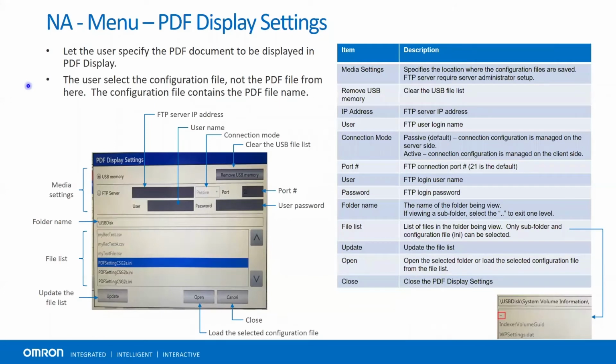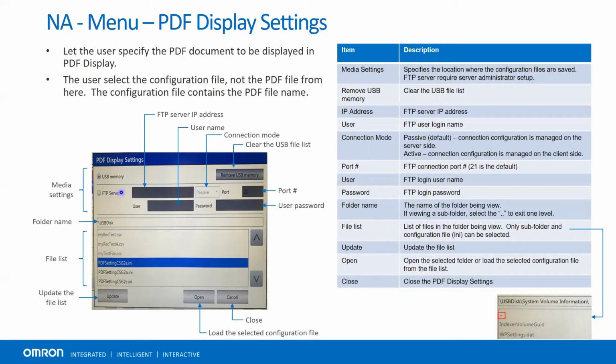The PDF display setting lets the user specify the PDF documents to be displayed in the PDF display. The user selects the configuration file, not the PDF file, from here. The configuration file contains the PDF file names. So in the PDF display setting, you have a media setting: USB memory or FTP server. FTP server requires server administrator setup.